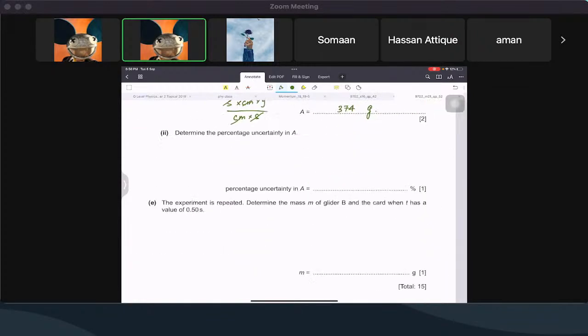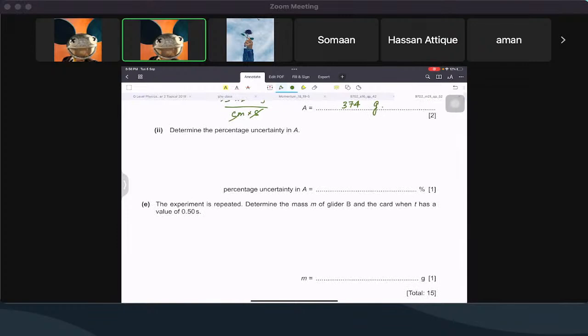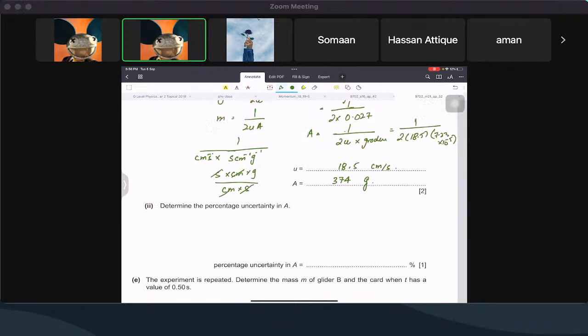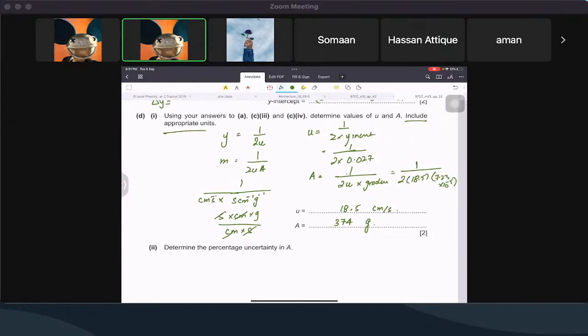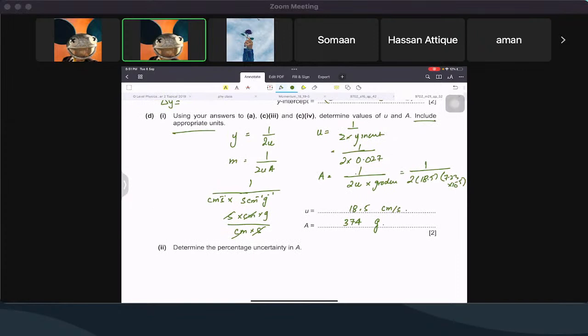So determine the percentage uncertainty in A. If you look at it, A depends on U. Now this is something you guys need to understand, because U was dependent on the y-intercept, and A was basically dependent on that. So we have to find the percentage uncertainty in both of them.